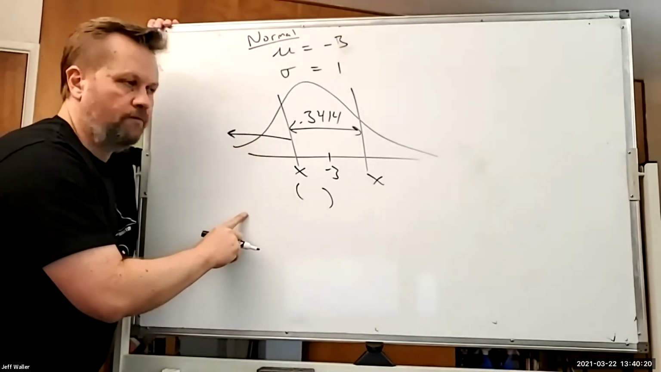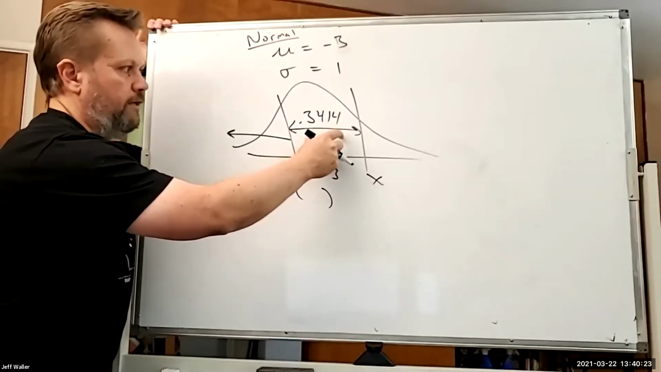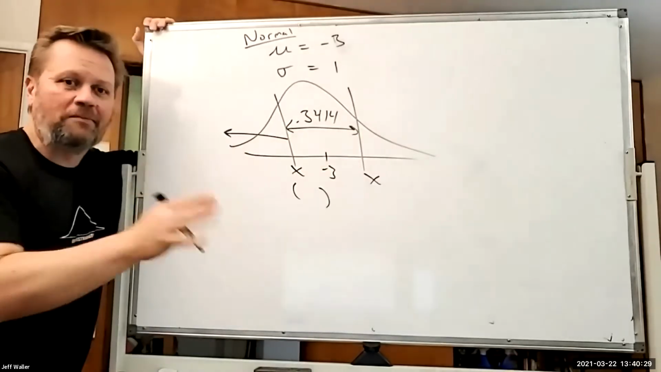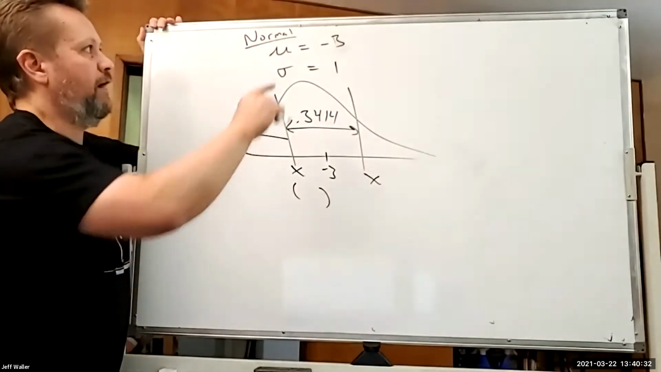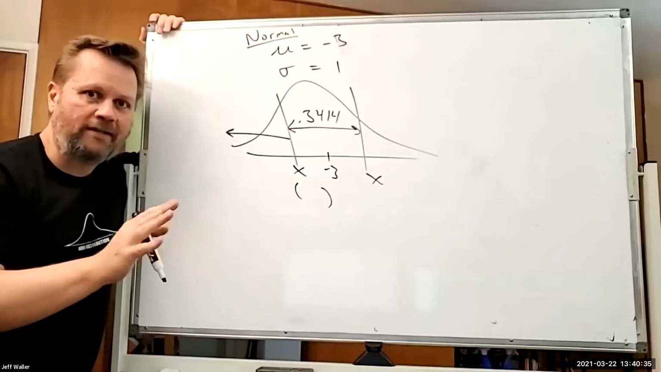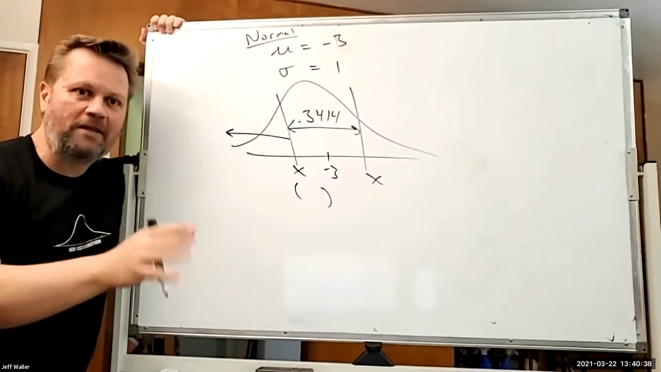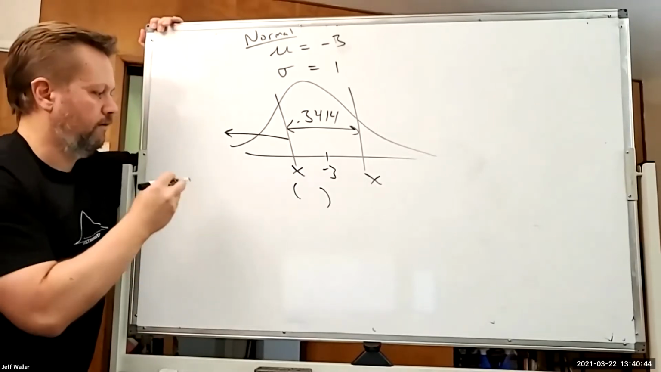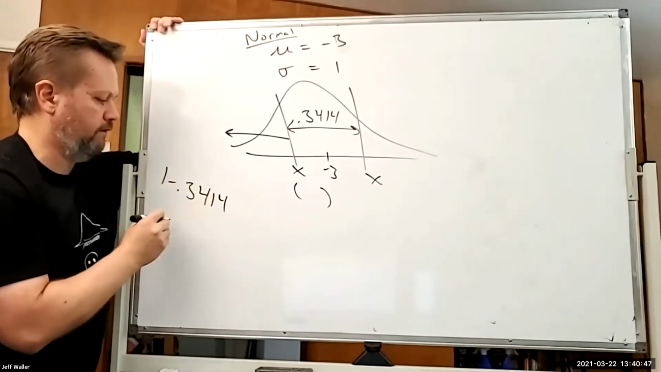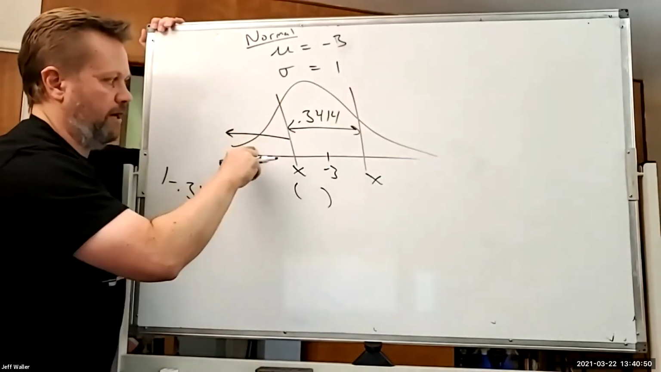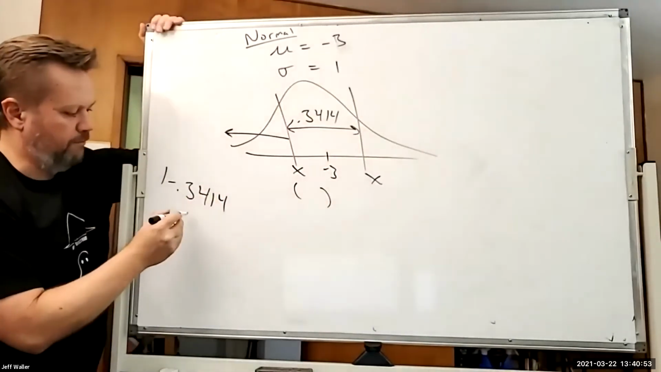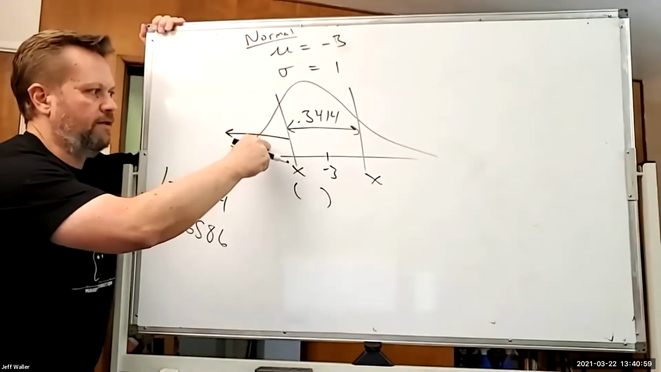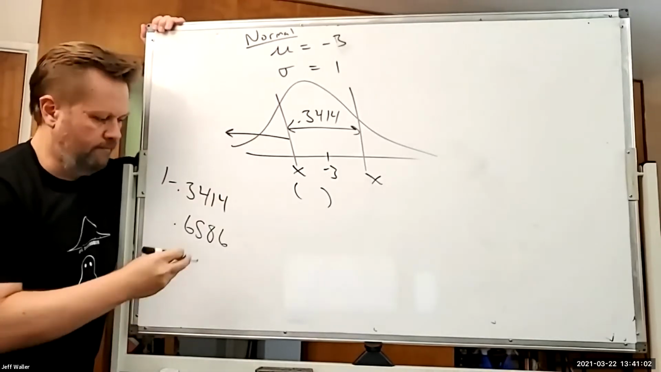Well, if there's 3414 in here, how much is out here? Let me know the minute I lose you. If I lost you after I wrote these down, you've waited too long to speak up. You have to let me know the minute I lose you. Would it be 1 minus 0.3414? Exactly. So that's the area outside. It's not the area here yet, but it's the area outside. So that would be 0.6586. So how do I get the area that's just on this side? Divide it by 2.